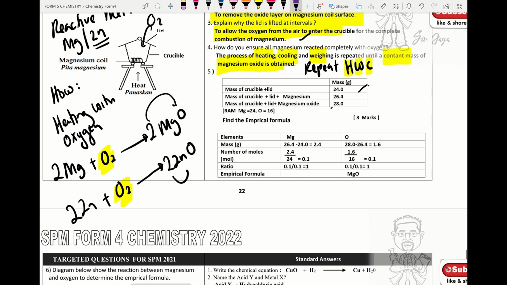So how to find the mass of magnesium? We cut the crucible, we cut the lid. So the one left is the mass of magnesium. We take 26.4 minus 24.0, we will get 2.4. So the unit is already put here.